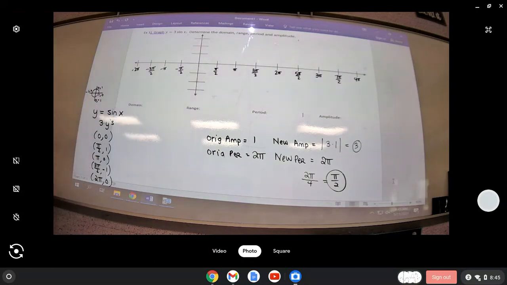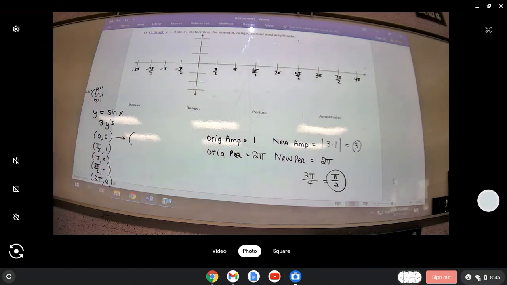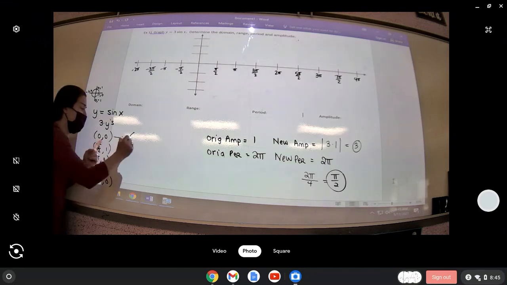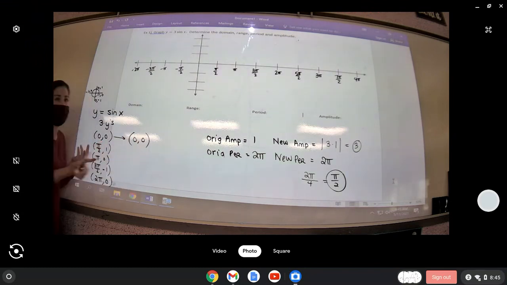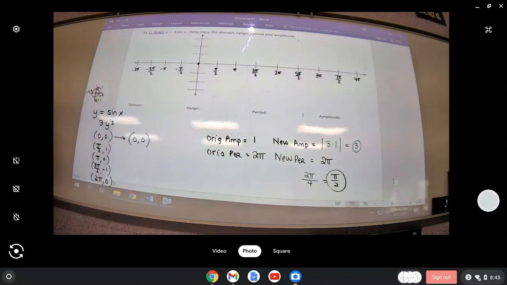All right, so here we go. In order to create the new graph, I'm all set up for where everything should land. All I have to do now is change the coordinates. I have to times all the y's by 3. So take the original key point on the original sine curve and times its y-coordinate by 3. Well, 0 times 3 is 0. So we're still going to have a point at 0, 0.